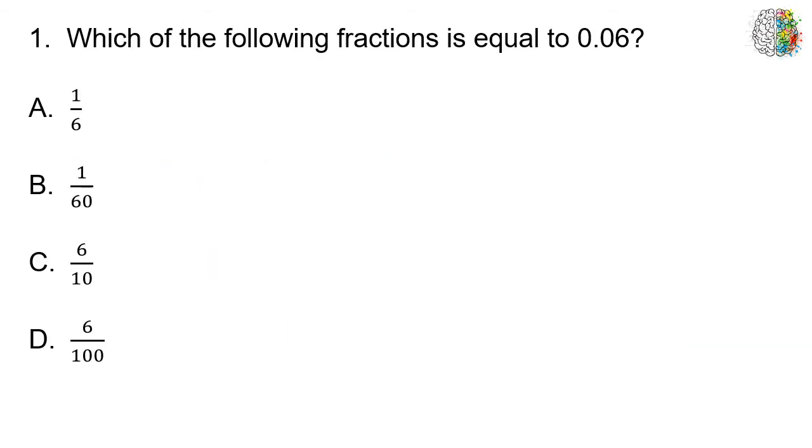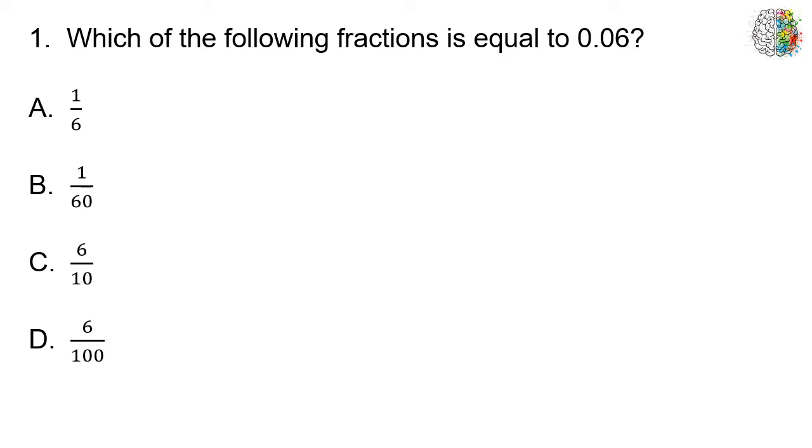In this problem, we're asked which of the following fractions is equal to 0.06. As you have seen in the problems before, when we are converting fractions to decimals, we do that by doing long division. With this one, we're going to see if we can take some little shortcuts so that we don't have to do the long division for all 4 of those fractions.